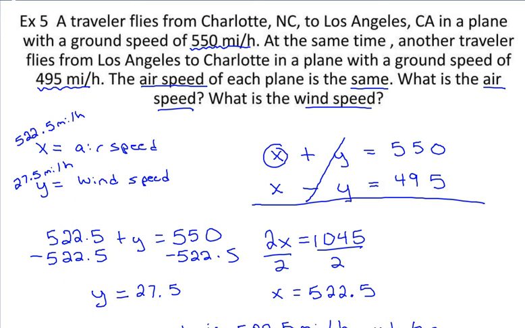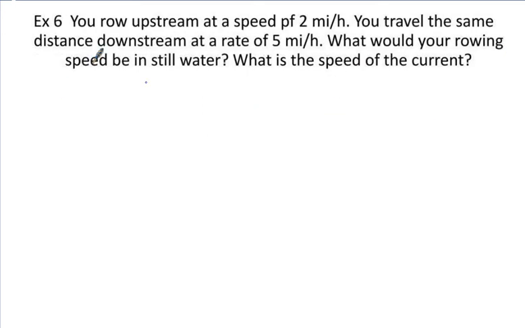Okay, guys, here we go. Last one. It is going to be the same concept. You row upstream at a speed of 2 miles per hour. You travel the same distance downstream at a rate of 5 miles per hour. Guys, why do you go faster down? Because the water is what? Pushing you. Absolutely. You're not fighting against the current.